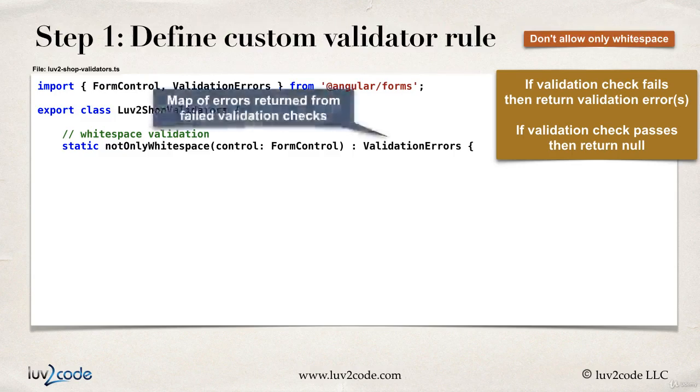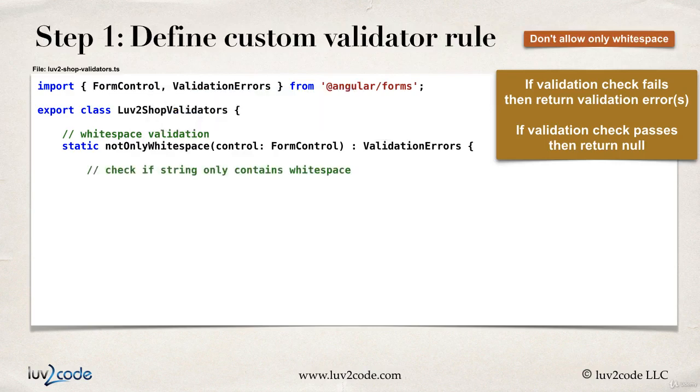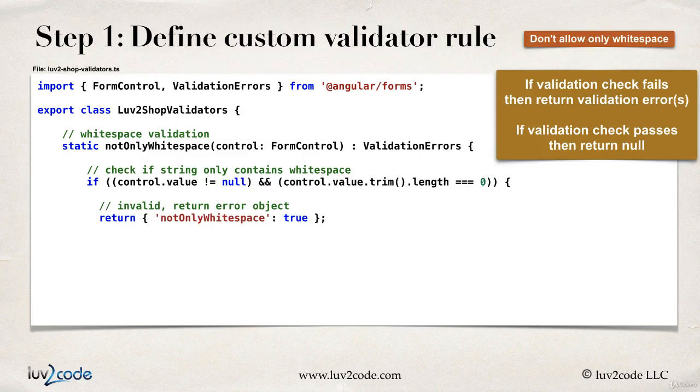And this ValidationErrors is a special object here. It's a map of errors returned from failed validation checks, and it's part of the Angular Forms API. So here I'll just check if the string only contains white space. I make sure that it's not null, and I check the length by trimming it, checking it to be 0. If so, it's invalid. So we're going to return an error object. Here I say return notOnlyWhiteSpace: true. And else it's valid, I return null.